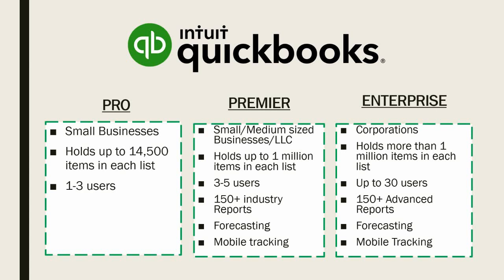Now, Premier, you're going to have a little more than that. In this case, it's for small to medium-sized businesses, or LLCs, which usually can hold up to 1 million items per list. That means you can hold up to about 1 million customers, 1 million vendors, 1 million employees, right? That's for small to medium-sized businesses, okay?